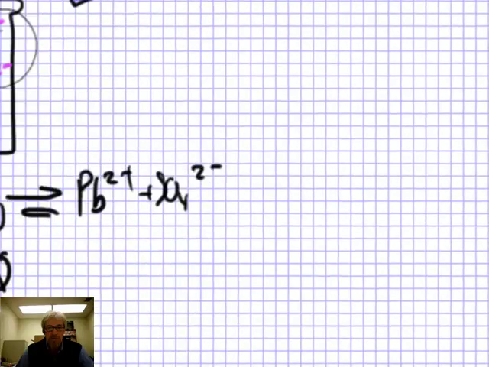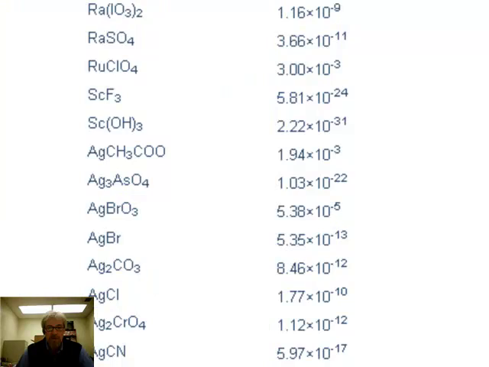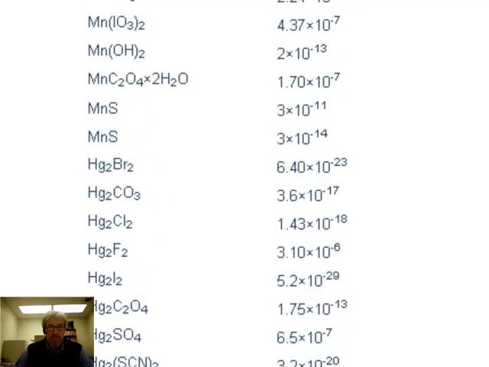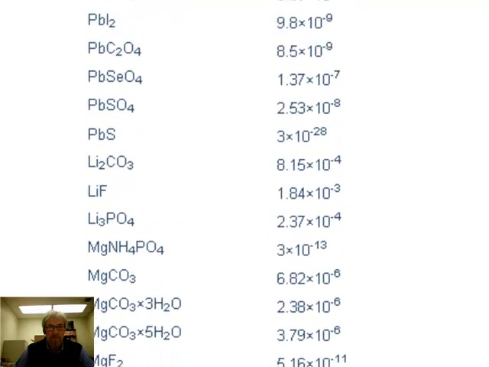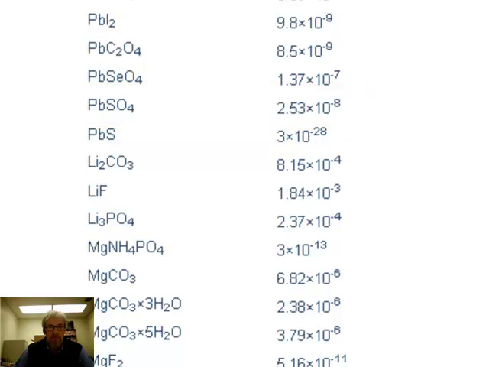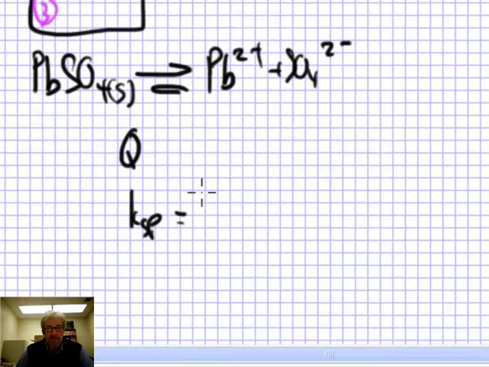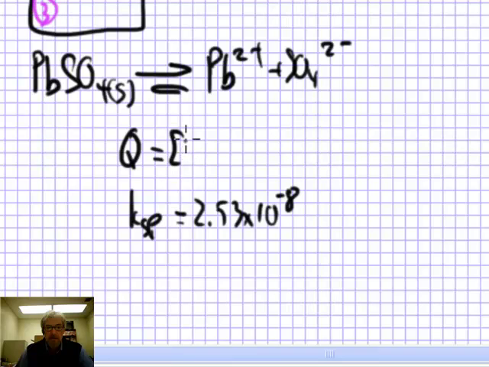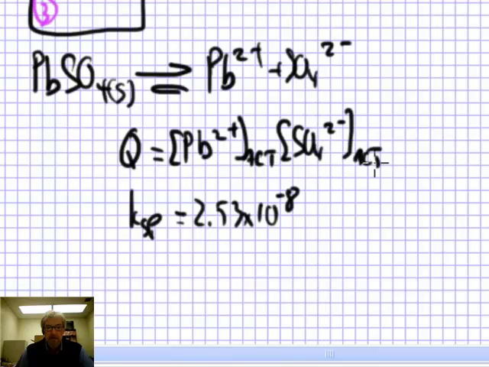Well, let's go find out what KSP is. We're now looking for lead sulfate. Lead 2 sulfate has a 2.53 times 10 to the minus 8th value for KSP. So let's record that, 2.53 times 10 to the minus 8th. So if Q is bigger than that, we'll get a precipitate. If Q is smaller than that, we won't. Let's find out what Q is. Well, Q is going to be the concentration of Pb2+ actual times the concentration of SO4 2- actual. So we have to find out what those concentrations really are in beaker number 3.